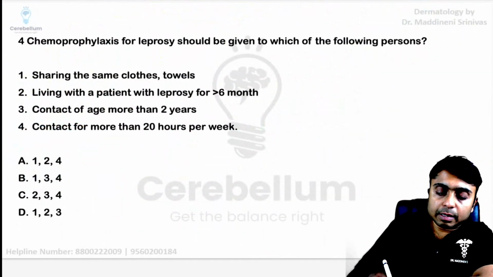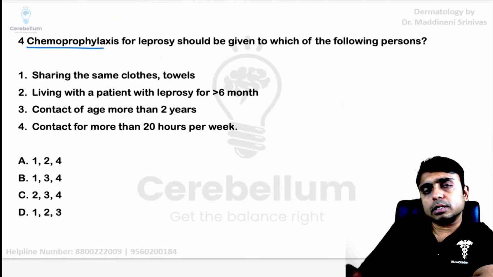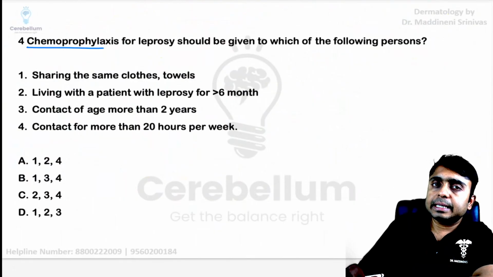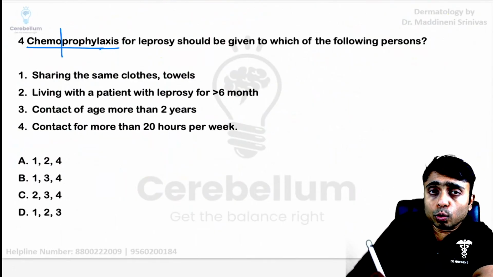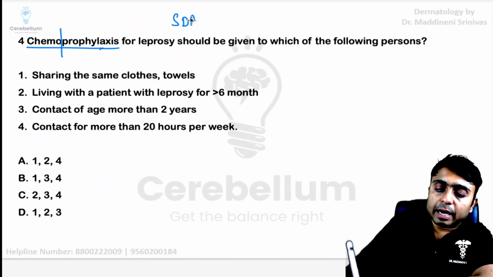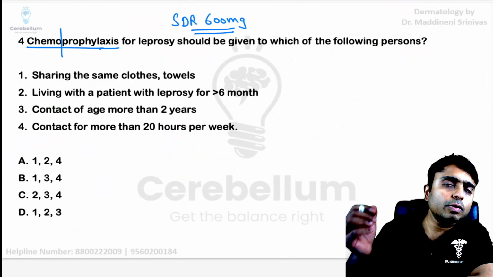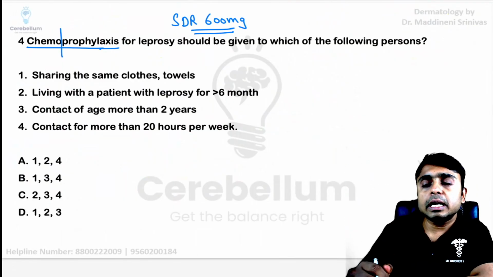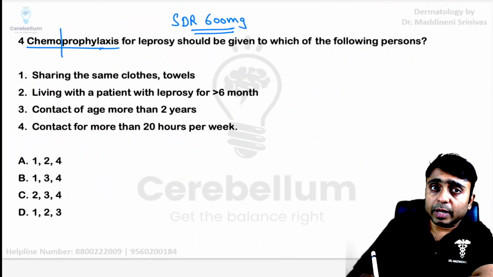And this is the next MCQ. Chemoprophylaxis for leprosy should be given to which of the following persons? So this is, we can say, a very important concept, chemoprophylaxis. To whom are we giving this chemoprophylaxis with the single dose rifampicin of 600 mg? It is the contacts of the leprosy patients. So what are those criteria which should be fulfilled for us to give the chemoprophylaxis is what the examiner is asking us. Sharing the same clothes and towels is option A.